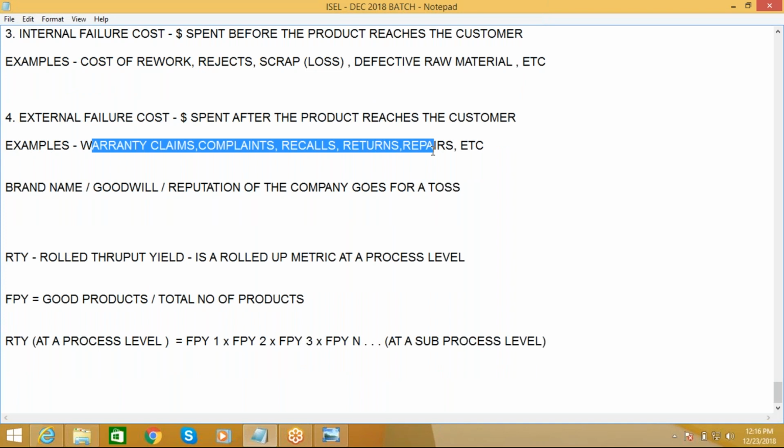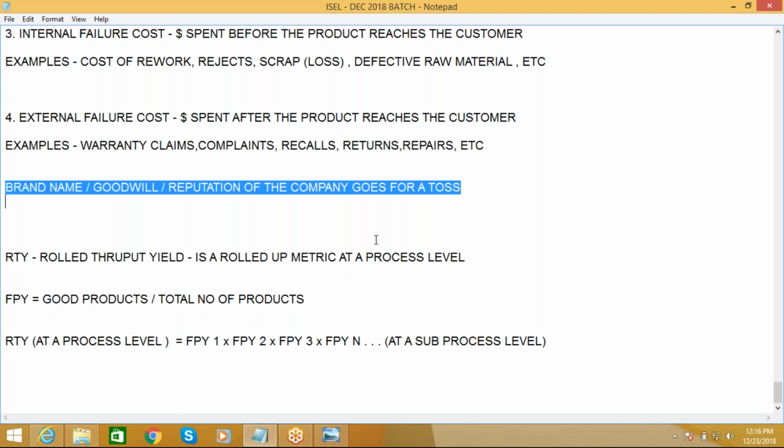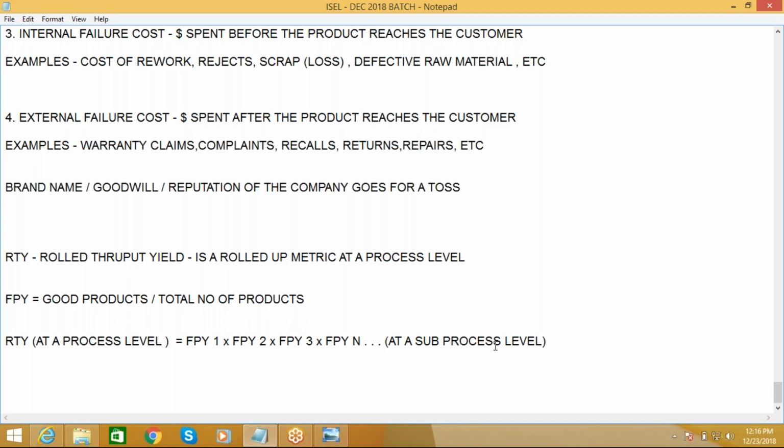Examples include warranty claims, recalls, returns, repairs, etc. And over and above this, we know that the brand name or the reputation of the company goes for a toss. And lastly, we had time to discuss one more concept, that is RTY. So I showed you how to calculate this RTY, which is rolled throughput yield. So it's a metric which is rolled up at a process level.